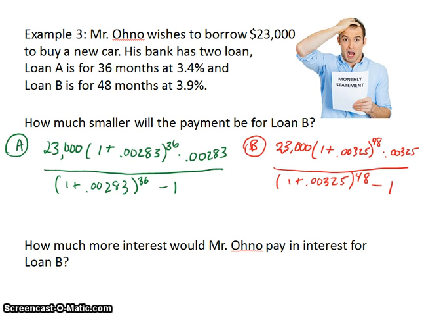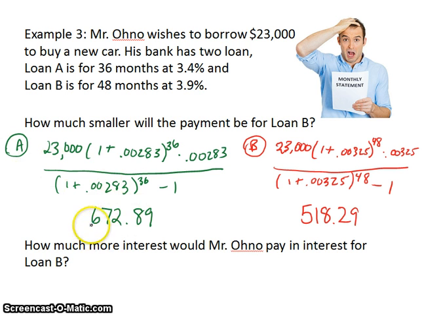Now let me give you these numbers. You would calculate them the same way we did in example 2. So loan A would have a monthly payment of $672.89. Loan B would have a monthly payment of $518.29. So how much cheaper is it?